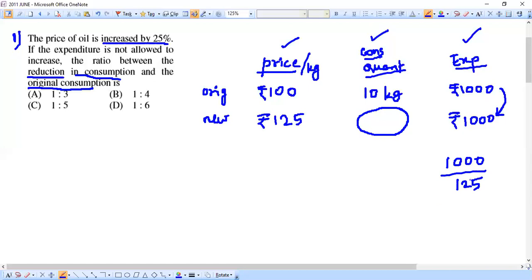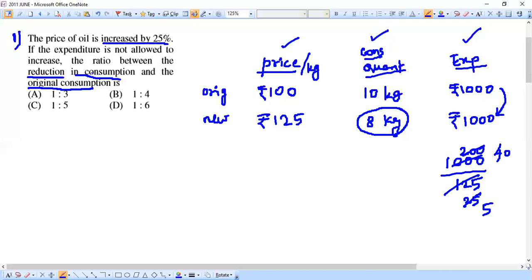Is it or not? So we can cancel with 5 tables. This is 5 into 25, and this is 200. And once again this is 5, and this is 40 times, and 40 by 5 would finally give us 8 kg. So now for the same expenditure of 1000 rupees, we'll be able to buy only 8 kg of oil. Is the point clear? Previously when the price was 100 rupees per kg, we were able to buy 10 kg of oil. But now the price is 125 rupees per kg, and for the same budget, same expenditure, we can buy only 8 kg.